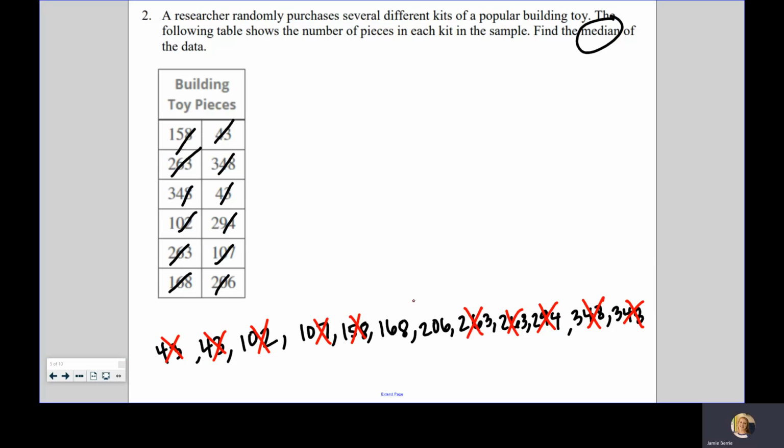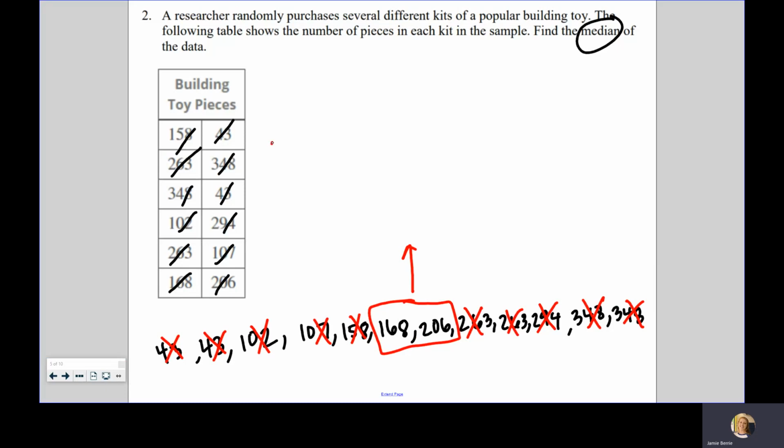All right, now here's our middle. Sometimes you'll just end up with one in the middle, and then sometimes you'll end up in a situation like this where you have two in the middle. If you have one in the middle, that's the median. If you have two in the middle, you have to find the average of those two data values.